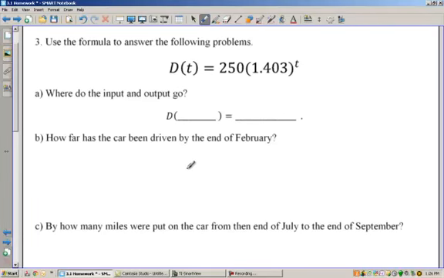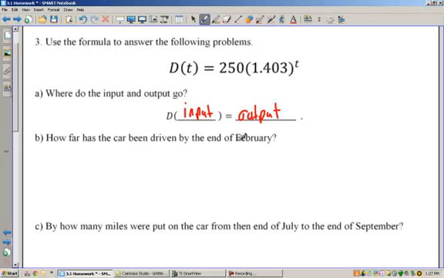This deals with the formula. All right, so we did a table, a graph, and now here's a formula that will model the distance our car has traveled after t months. So where do the input and the output go? t is the input, so it goes on the inside. And on the right, when you plug in t, this gives you the output. So the output goes on the right-hand side, like this.